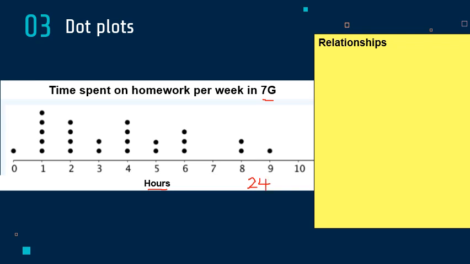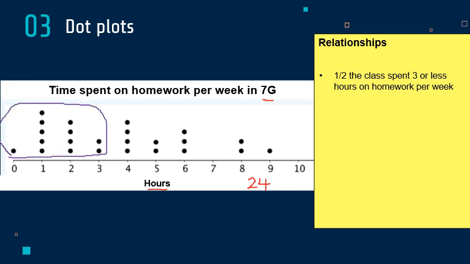So here are some of the relationships I found. So firstly, I found that half the class spent 3 or less hours on homework per week. So what I did was I counted up all these values here between 0 and 3, and it was 12. And I know that 2 times 12 is 24, and 12 is also half of 24. So I can say half the class spent 3 or less hours on homework per week.